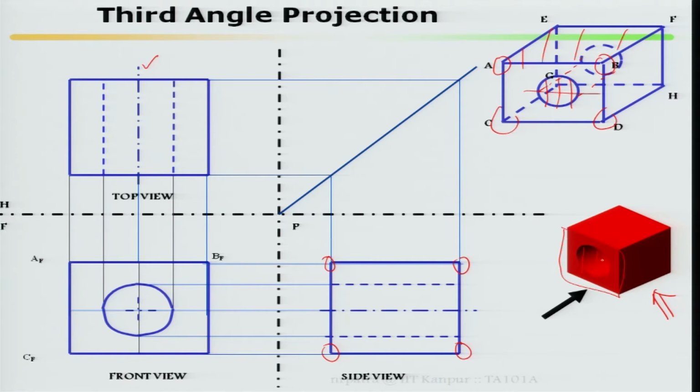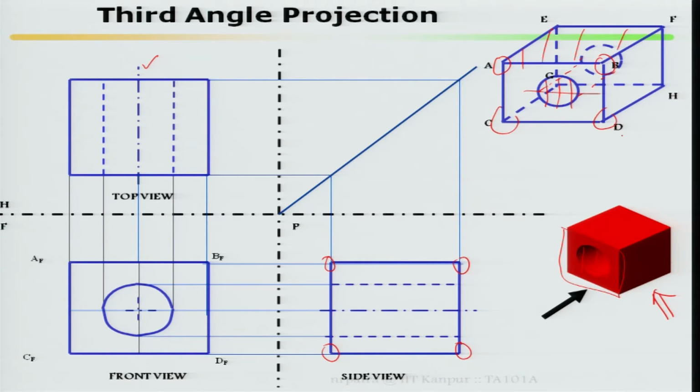Then you can name the surfaces the way you name them: A, B, C, D. This is your frontal plane or frontal view. Similarly, you can write it. You see, I write it AF, BF, CF and DF. A frontal, B frontal, C frontal, D frontal. This is a front face.